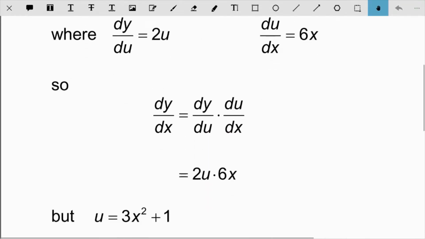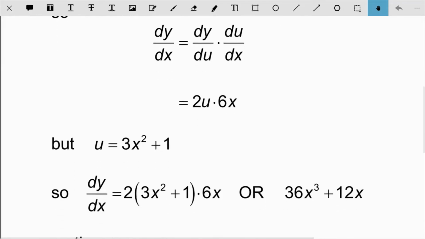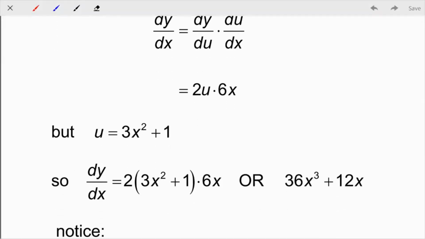Okay, so in the end, if I substitute my dy/du and my du/dx back in, I get 2u times 6x. And now remember, u was 3x squared plus 1. So I can substitute in that 3x squared plus 1. And now I've got my derivative in terms of x. And if I simplify that down, I have 36x cubed plus 12x. Okay, so that's really the chain rule.